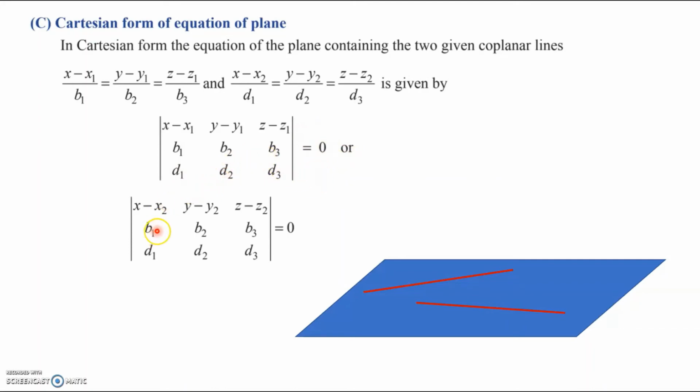It can also be written using the point (x2, y2, z2) instead of (x1, y1, z1), equal to 0, which is also the equation of the plane.